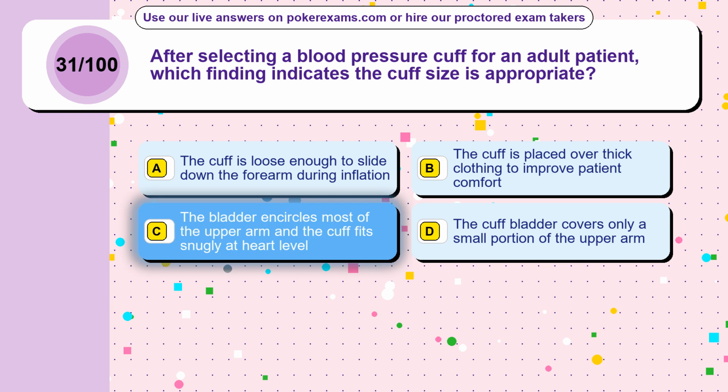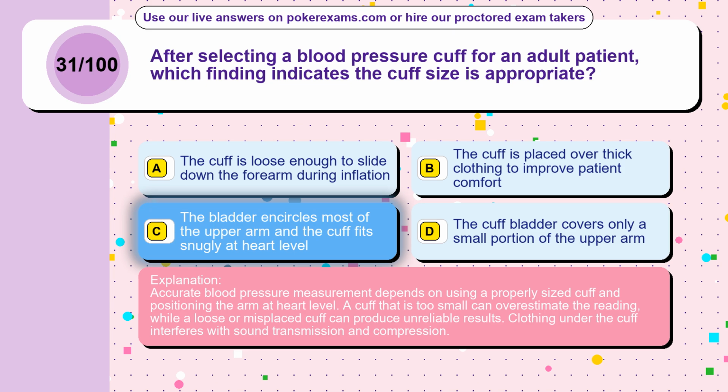The correct answer is option C. The bladder encircles most of the upper arm and the cuff fits snugly at heart level. Accurate blood pressure measurement depends on using a properly sized cuff and positioning the arm at heart level. A cuff that is too small can overestimate the reading, while a loose or misplaced cuff can produce unreliable results. Clothing under the cuff interferes with sound transmission and compression.